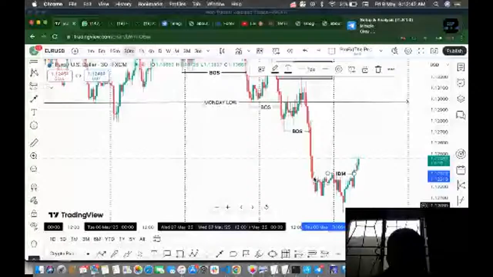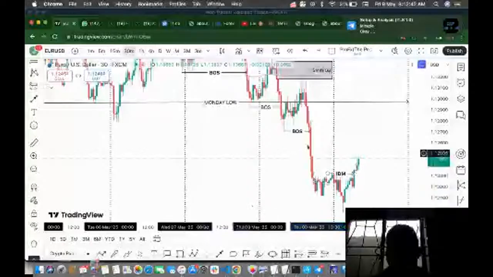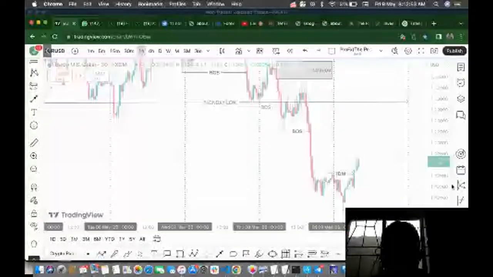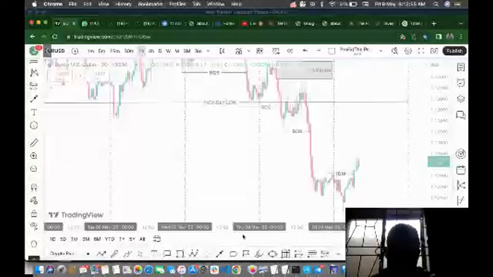So you can see inducement. So where's my first fair value gap? I have a fair value gap here just around the break of structure. So let me go to 1 hour to be very safe. 1 hour fair value gap, I can now refine to 15 minutes and 30 minutes.